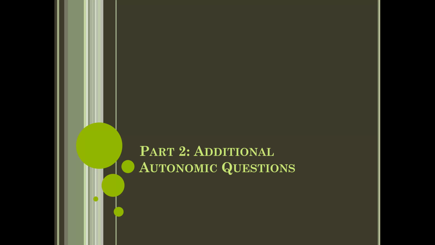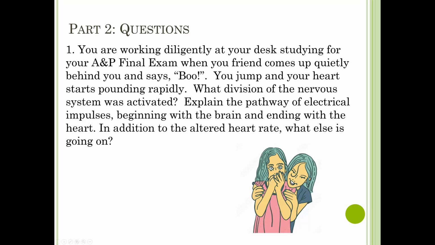Part 2, additional autonomic questions. Number 1, you are working diligently at your desk studying for your A&P final exam when your friend comes up quietly behind you and says, "Boo!" You jump and your heart starts pounding rapidly. What division of the nervous system was activated? Explain the pathway of electrical impulses beginning with the brain and ending with the heart. In addition to the altered heart rate, what else is going on?